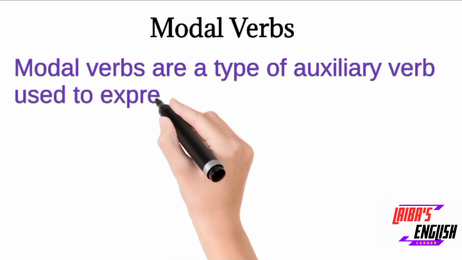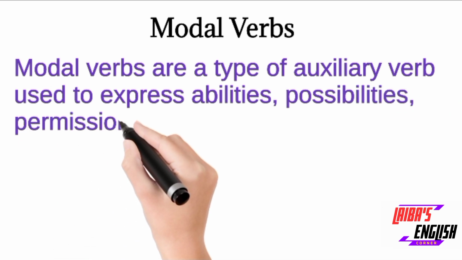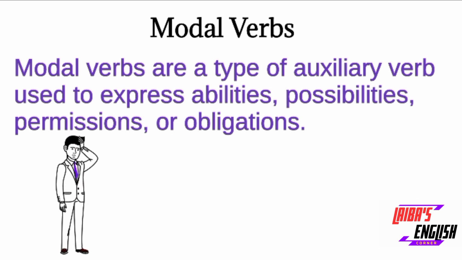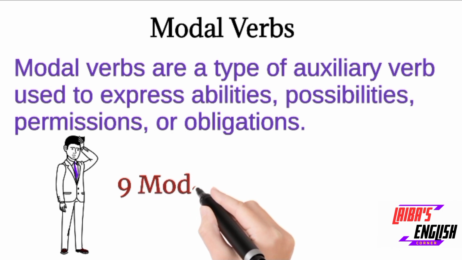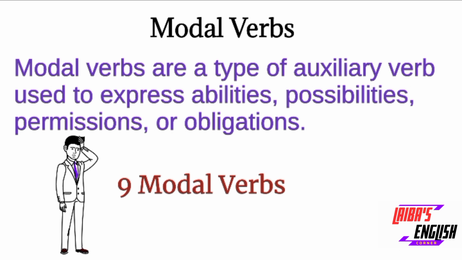Modal verbs are a type of auxiliary verb, or we can say modal verbs are a special type of auxiliary verb which are used to express abilities, possibilities, permissions, or obligations. So as a whole, modal verbs are used to express four things: abilities, possibilities, permissions, or obligations. How many modal verbs are there in English? As a whole, we have 9 modal verbs in English.